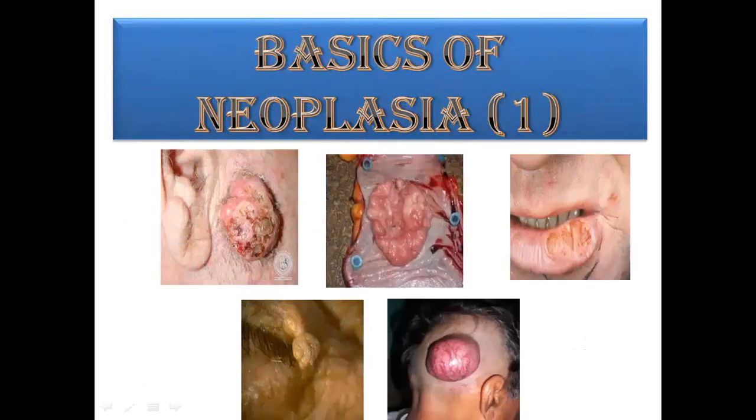So let's start this lecture with basics of neoplasia. Do you see these pictures? All these pictures are types of neoplasms. They are tumors, but they have different shapes, right? Some of these tumors are called benign tumors, and some are called malignant. But how can we differentiate the two types? This is one thing we will learn in this lecture.